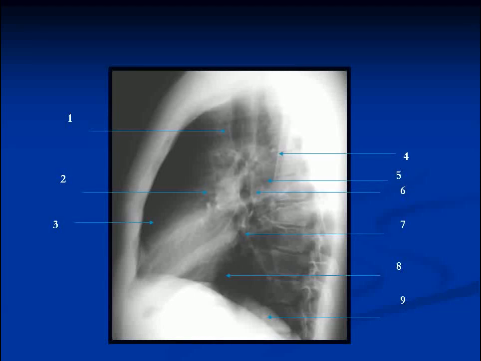Now I want you to look at the spine as well. If you go down the spine, you'll see that it gets blacker from the top to the bottom. This is normal. When you have an area of consolidation, this will change. Finally, you look at the retrosternal space. The retrosternal space should be uniformly black.